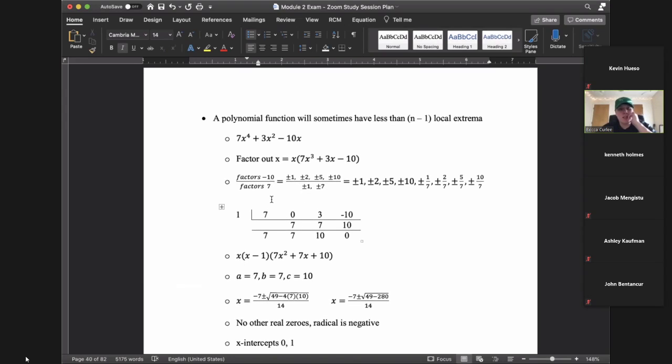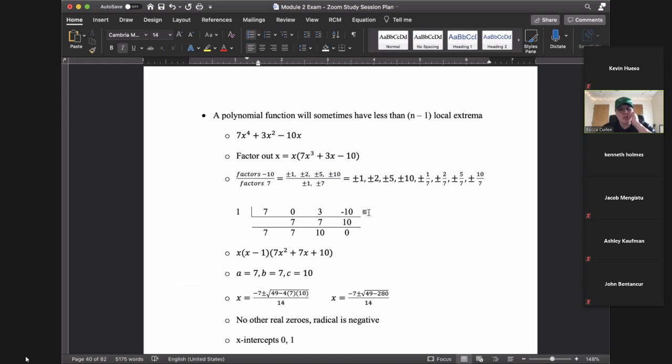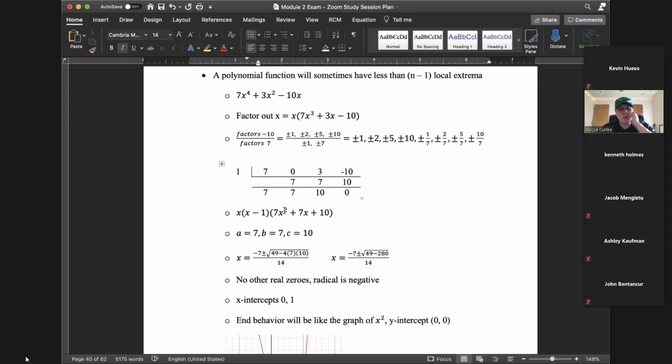So then we're going to take the factors of -10, so we can get that constant term. We've got factors of -10 over the factors of 7. And getting all of these, we've got all of these possible rational roots here. So we just start trying them. We're going to start trying it with 1. So we find out that 1 is a factor. So then we got x times x minus 1 times the 7x squared plus 7x plus 10.